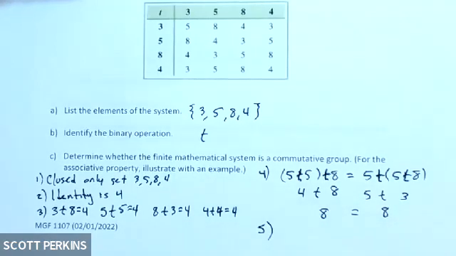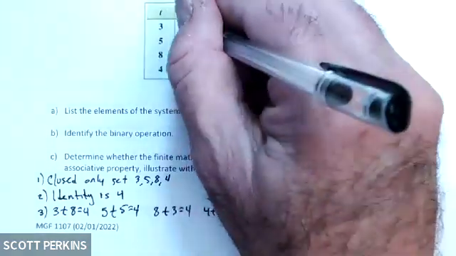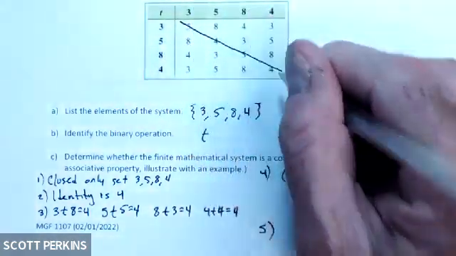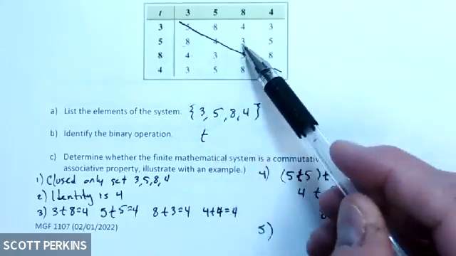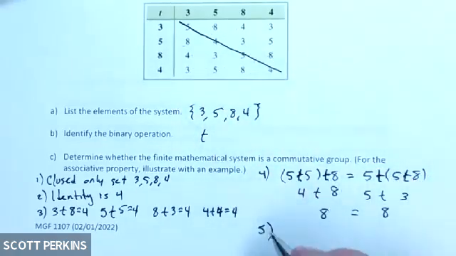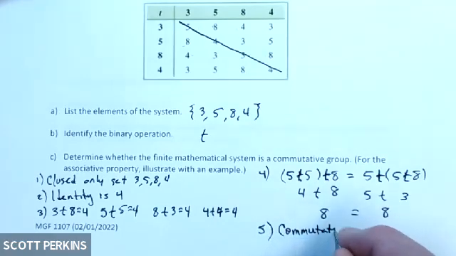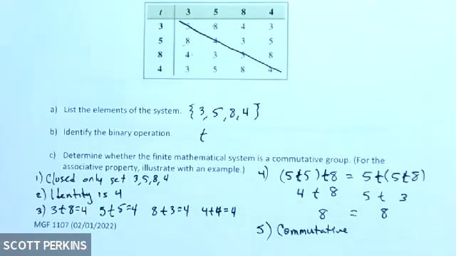Last but not least, is this commutative? So I draw the diagonal just right there. Do I have the same thing above and below the diagonal? Looks like it. So this is commutative. And I'm going to leave it at that.